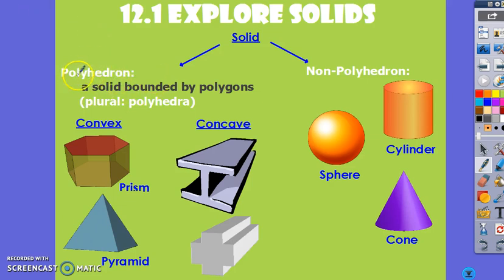A polyhedron is when everything's made of polygons, and a non-polyhedron is made of, let's say, circles or something, some curves to it. We've got the convex, meaning there's no indents, no caves. The concave, there would be little corners that are dented in.